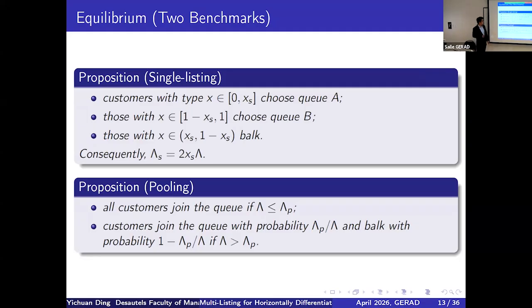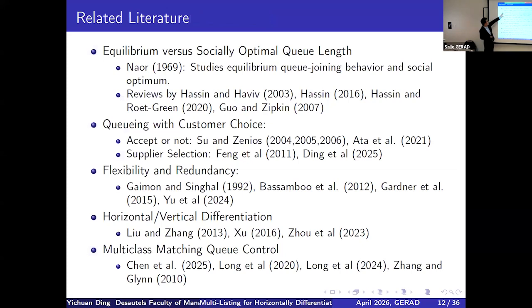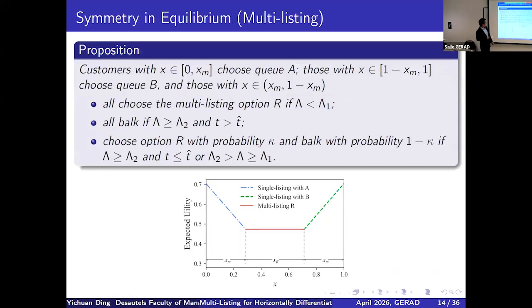This is the classical result from 1969, because our work is also an extension of their result. It was also seen in Hassin and Haviv 2003, with two queues and not to queue. Those are classical literature studying people's queue-joining behavior. But we extended them from a single queue to multiple queues, and we also compare different queuing systems.